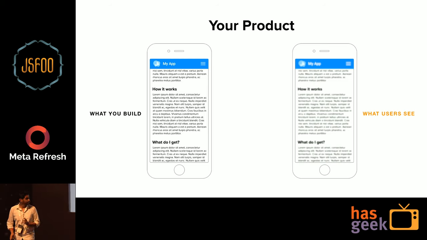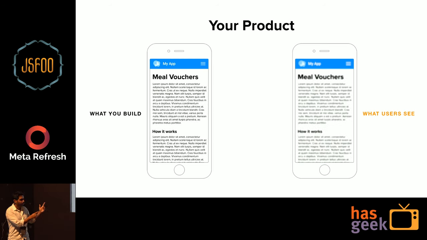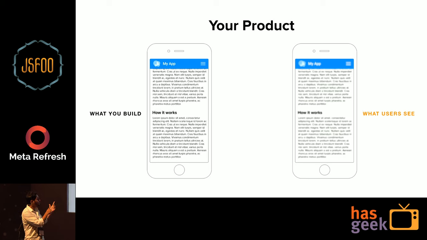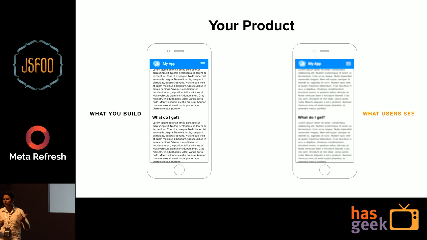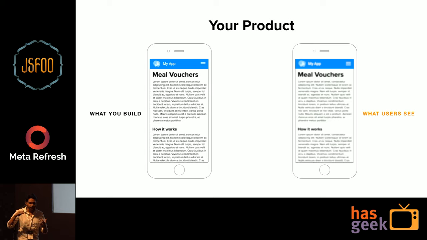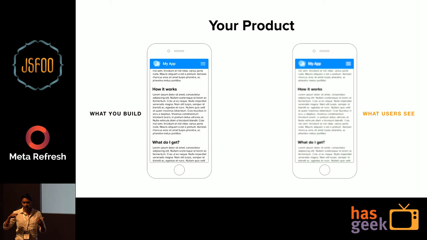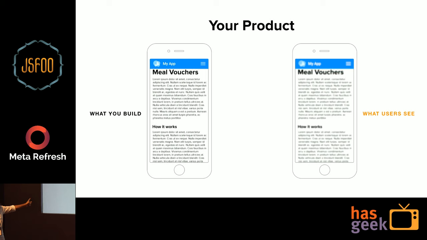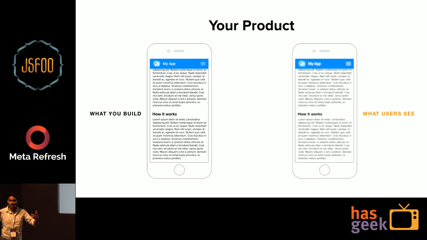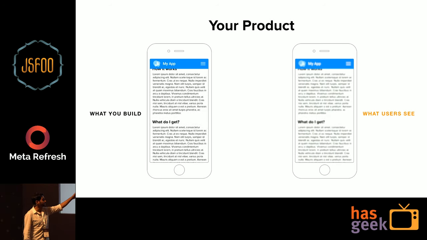Assume this is your product. Left is what you have built. Of course, you ignore the text. Left is what you have built, and right is probably what the user sees because his attention is lower than usual. When you test your product, you see it this way, the one towards the left. But when a regular user sees it, he probably sees it this way.